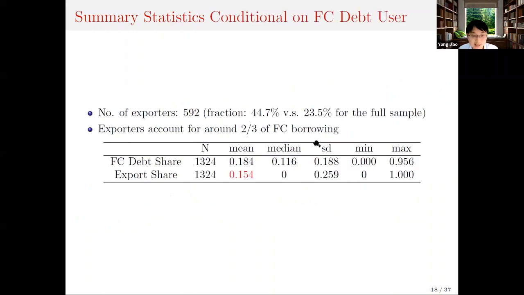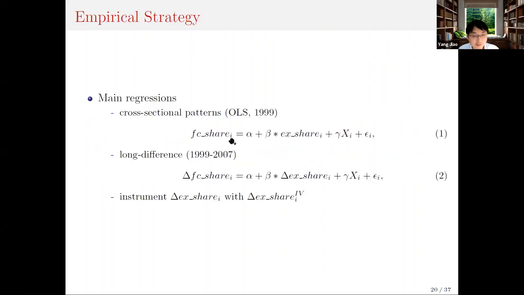I will skip these summary statistics. But one fact I want to point out is that in our data set, we find that exporters alone actually accounted for around 2/3 of the total foreign currency borrowing in the data. So basically, the foreign currency borrowing mostly falls on these exporters. So for our empirics, we try to show a positive relationship, where the left-hand side variable is the foreign currency debt share and the right-hand side variable is the export share.